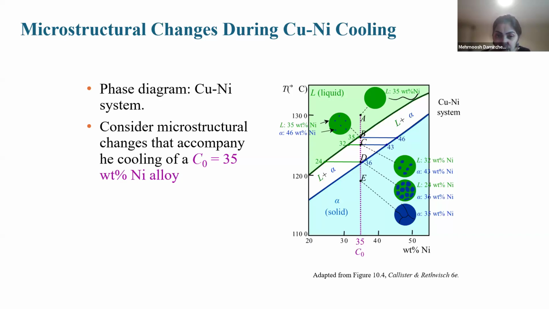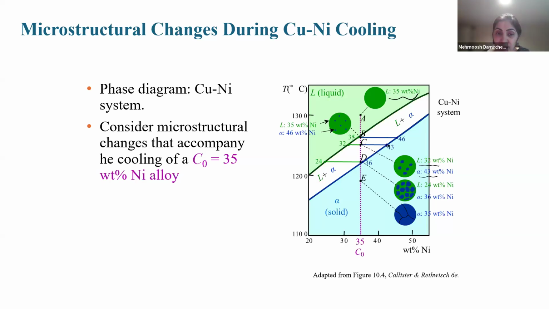Again, cooling and reaching C. When we look at C, the size of the grain is bigger here, more solidification. And again, draw a horizontal line or tie line, intersect the liquid at 32 and intersect the solid phase at 43. So in the liquid it's 32 and in phase alpha we have 43% nickel. Again, cooling up to reach D.